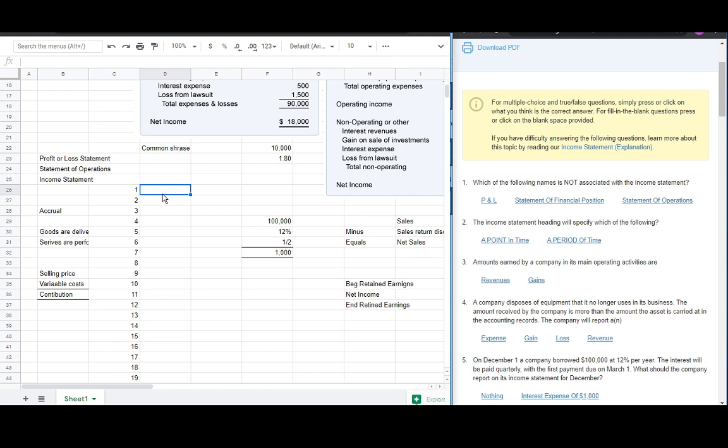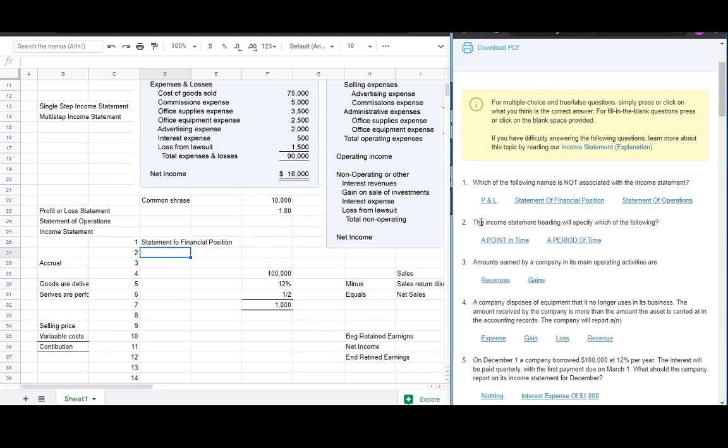Number 1. Which of the following names is not associated with the income statement? The answer here is the statement of financial position. So because this belongs to the balance sheet. Ayan. Number 2, the income statement heading will specify which of the following: it is a period of time.